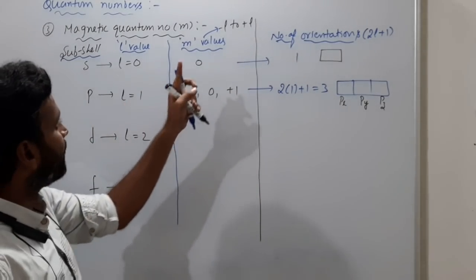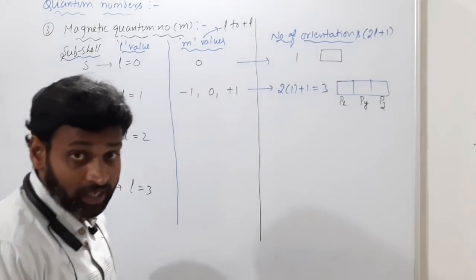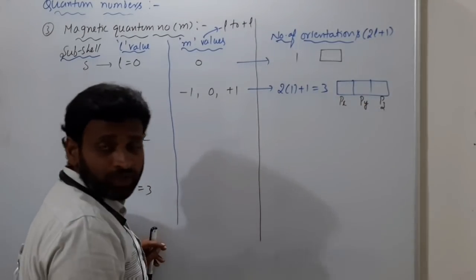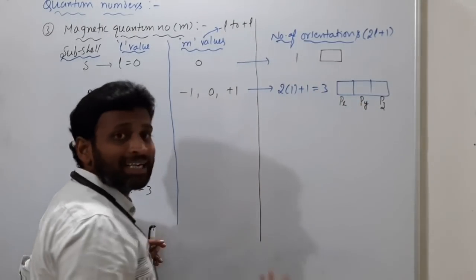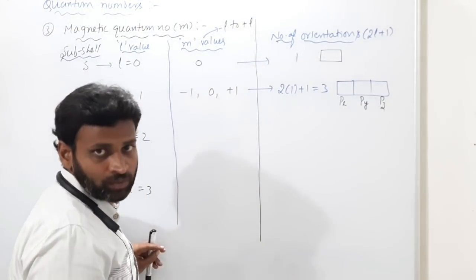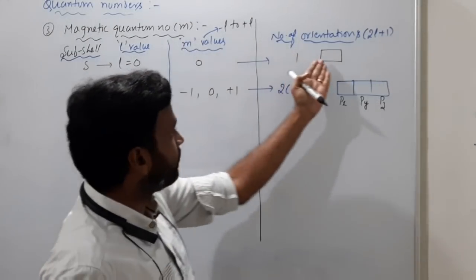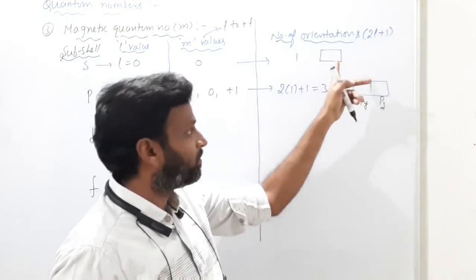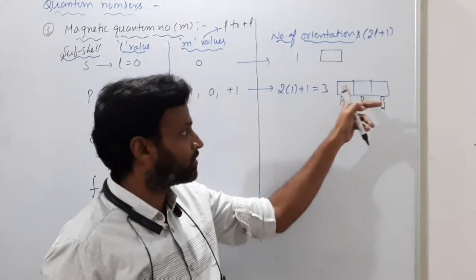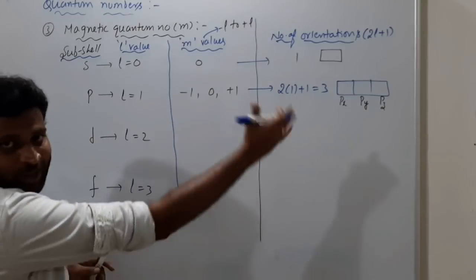What are the m values for the p subshell? Minus 1, 0, plus 1. Don't feel bored, these are very important. Using these only we will write electronic configurations, and using these only we can know how many bonds a particular atom can form. So s means one box, and for the p subshell there are three orientations, so three boxes. Odd numbers you know, so no need of the formula now.